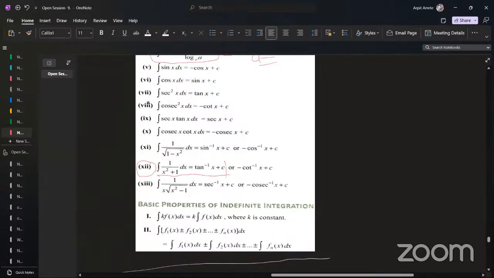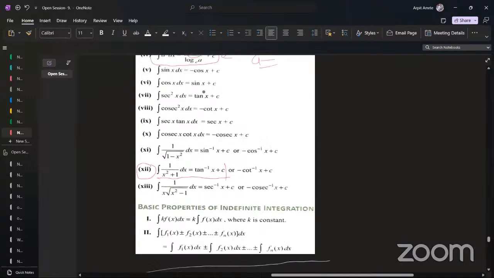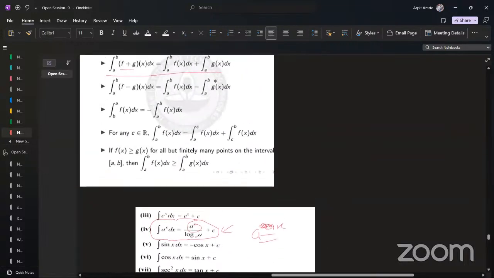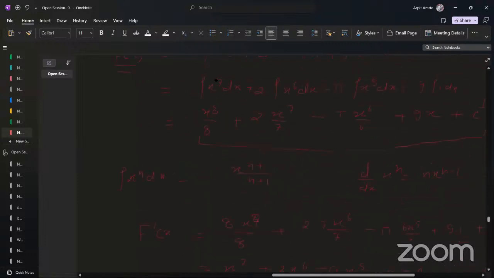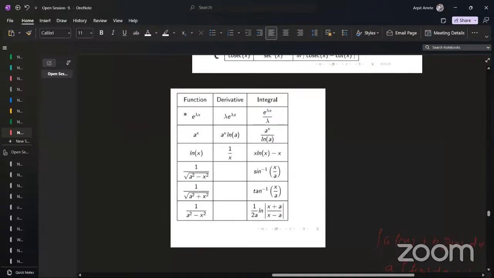Where are these formulas? I have already given this formula. I have pasted it yesterday already. Here, see, this is the formula for a raised to the power x.